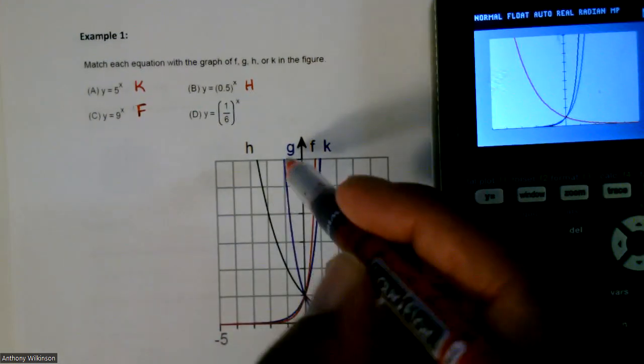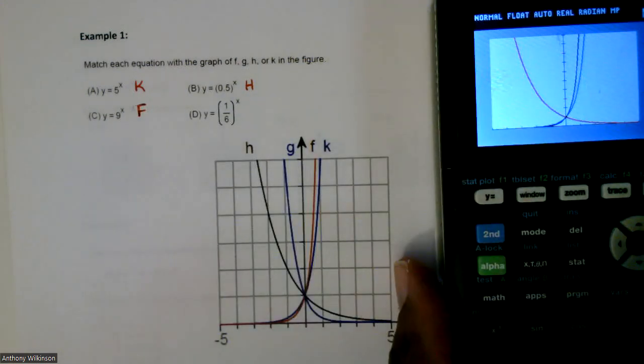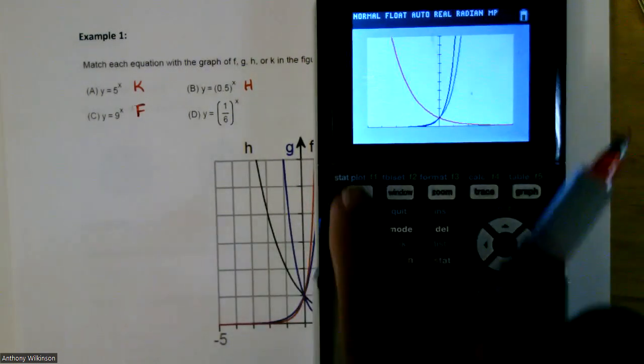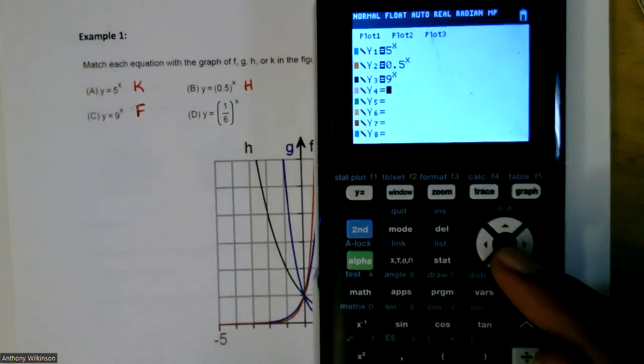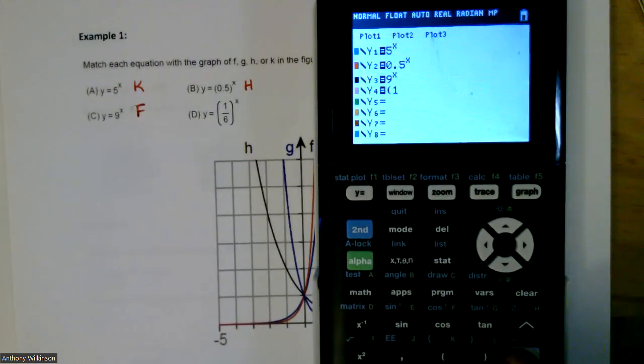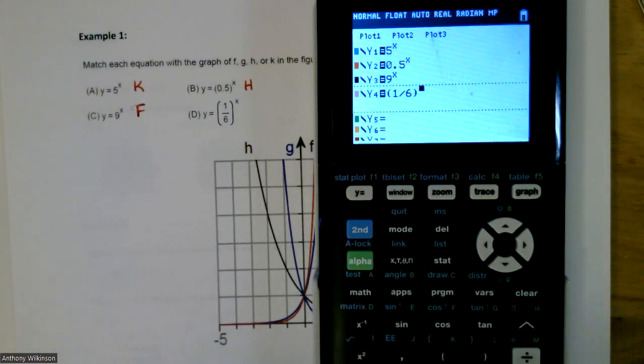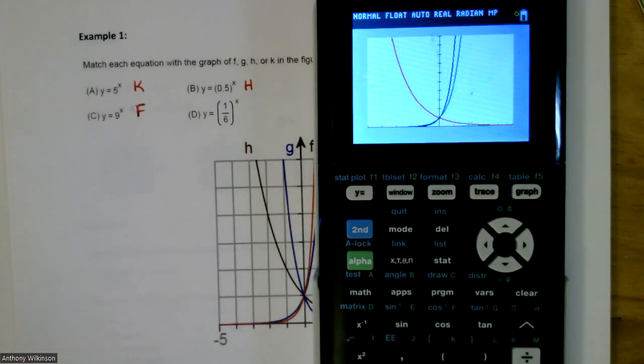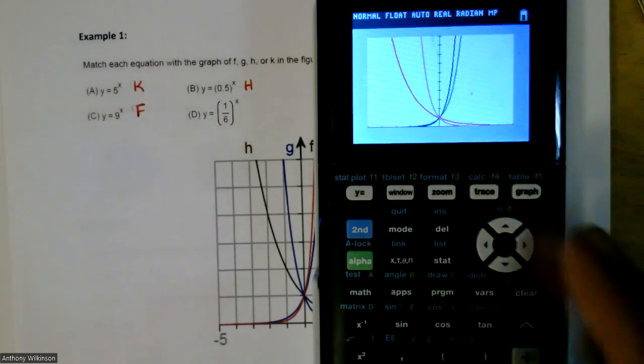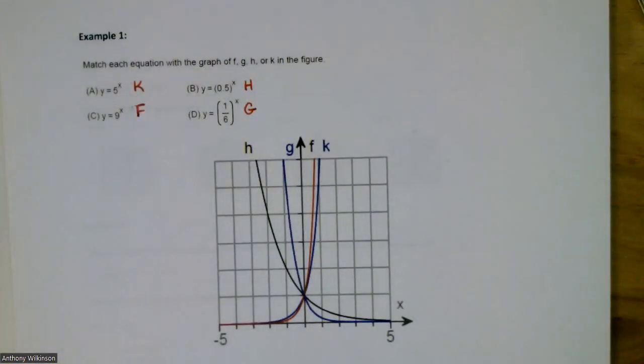And then pretty much the one that I didn't choose is graph G, which is going to be what part D is. Y is equal to 1/6 raised to the x. Now, if you want to verify that, you can just do y equal to, and then left parentheses, 1 divided by 6, and I'm storing this in y4. Left parentheses, 1 divided by 6, press the hat key, and then get your x by pressing X,T,theta,n, and then graph. So yeah, it's this one coming downward and getting closer and closer to the x-axis. So it will have to be G. Okay, so that's how we identify or match the graphs of those exponential functions.